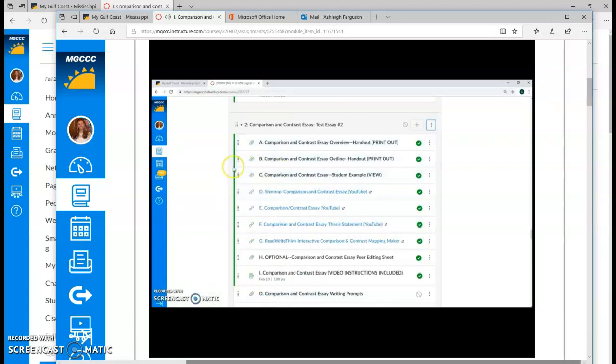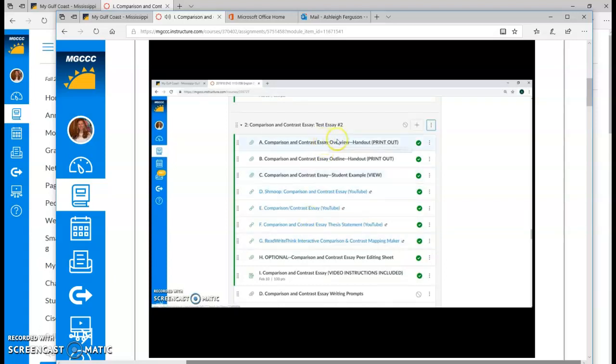Also, you're going to notice that I have an interactive mapping maker. It's letter G, Read, Write, Think. It's an interactive web map maker. You can map out your comparison contrast essay with this website. I didn't make it, but it's really helpful, and it can map out your essay and even your thesis statement. So you might find it helpful.